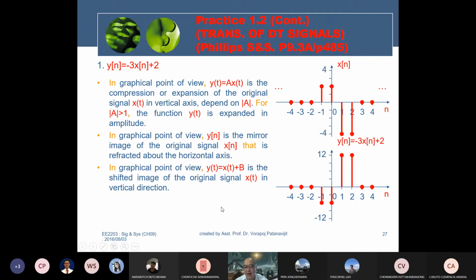In the graphical point of view, y(t) equal to x(t) plus b, and b in this case equal to 2, is the shifted image of the original signal x(t) in the vertical direction. You can see that we shift by 2 at every point. You know that the key for this graph representation is the dots. The dot represents its value at its point. You concern to move only the dots first, and then you redraw the line between the dot and the horizontal axis again. You can see that, you get here.